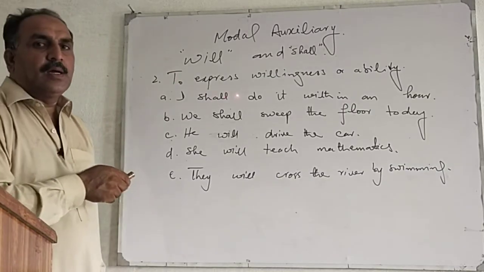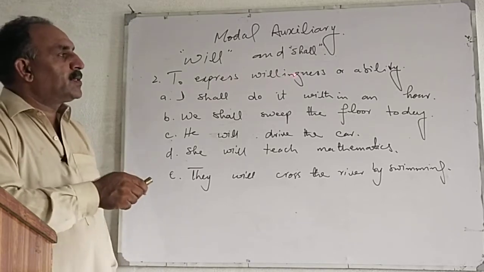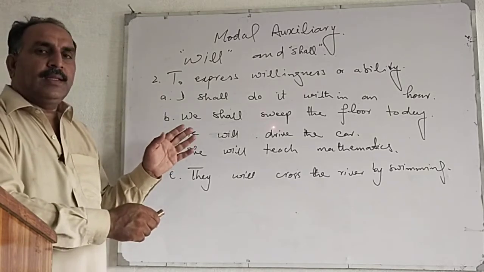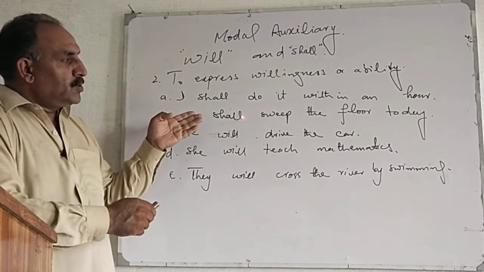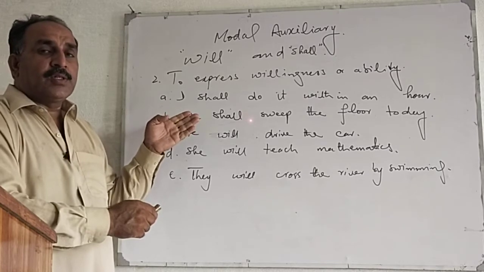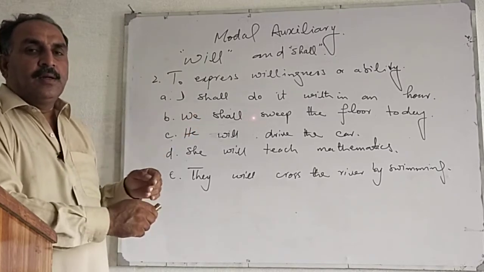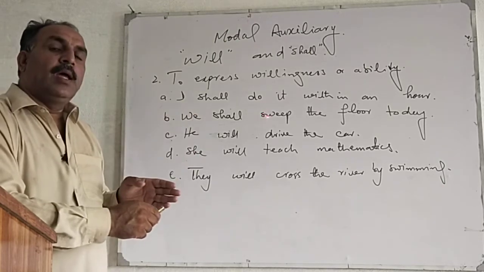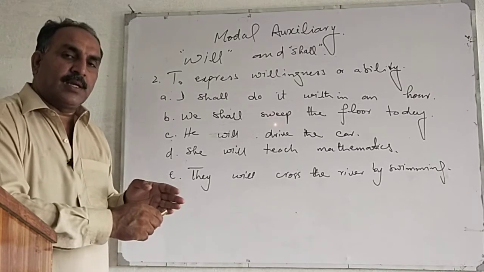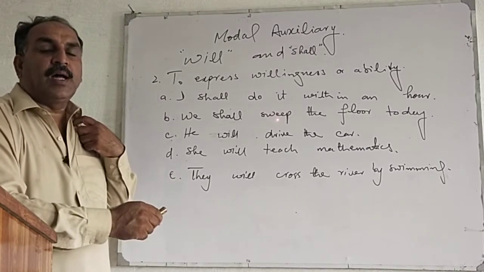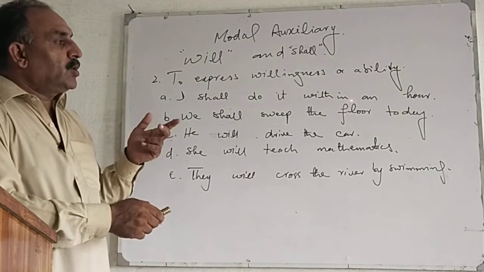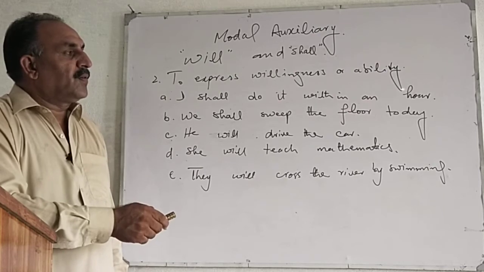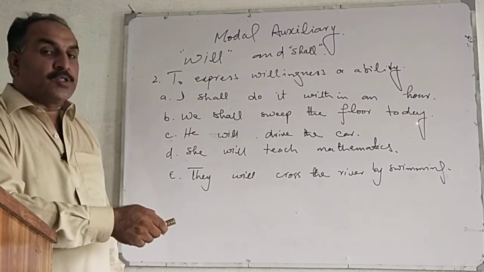The second usage of will and shall is it is used to express willingness or ability. Now, you will think that here it is used the same way as it was used in the future tense. But future tense is also shown by will and shall, and the capability of doing something is also shown by shall or will. For example, I shall do it within an hour means you are confident that you can do it within an hour. We shall sweep the floor today.